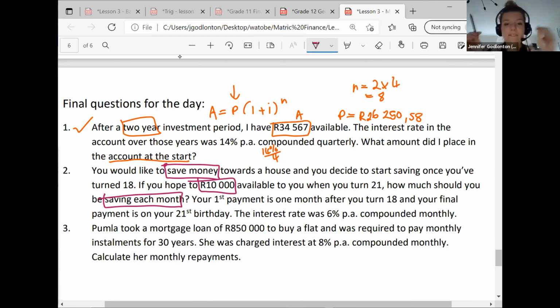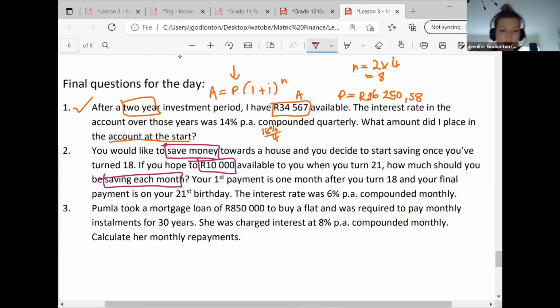Okay, do you see how finding these types of things is actually the most important thing? Because if you know what you're looking for and you know what formula you're using, it's actually quite nice and easy. So let's just read through our last question, and then I'm going to be passing you guys on to Coco.